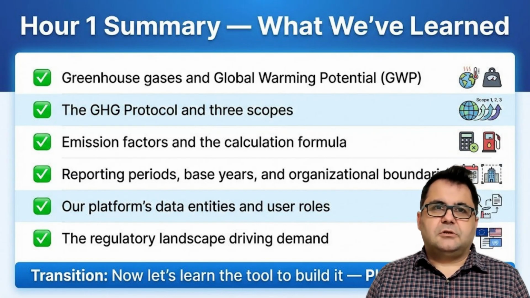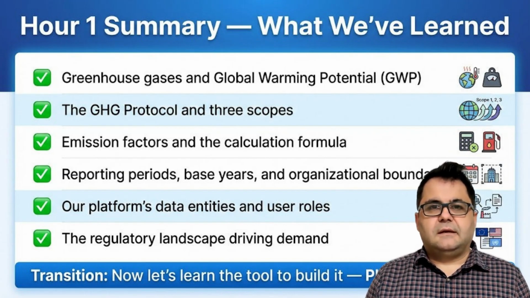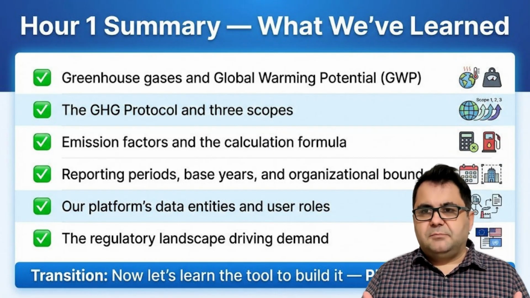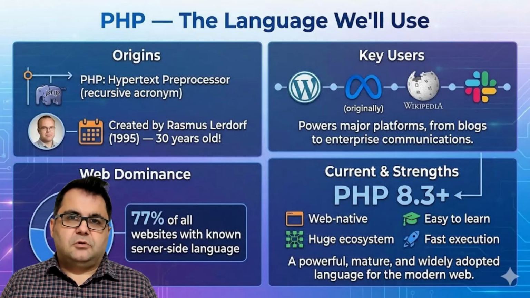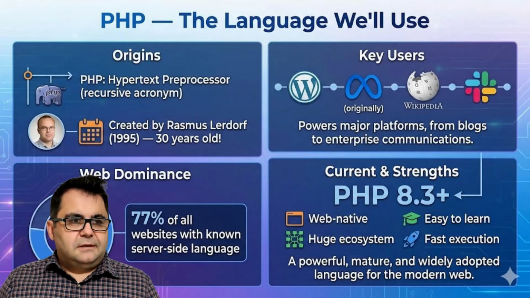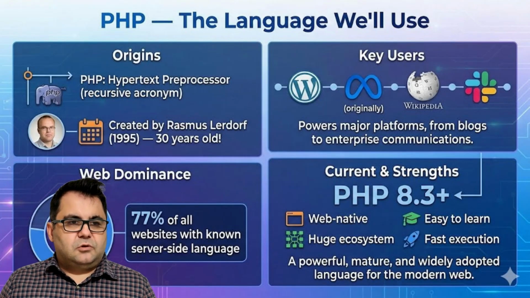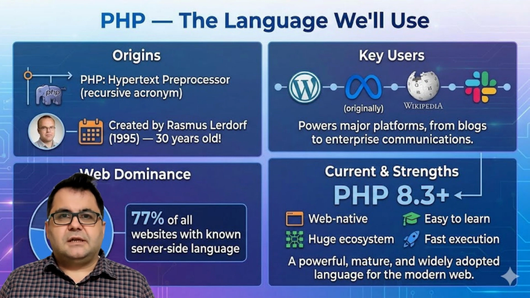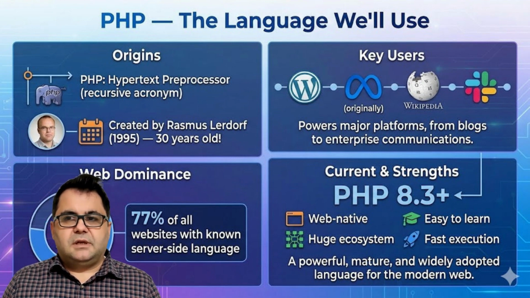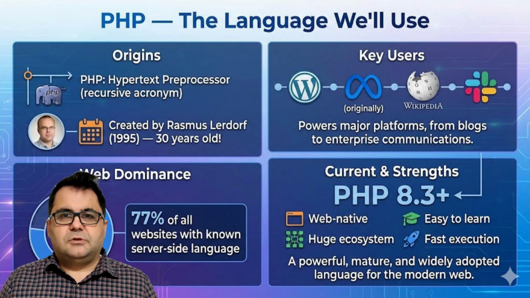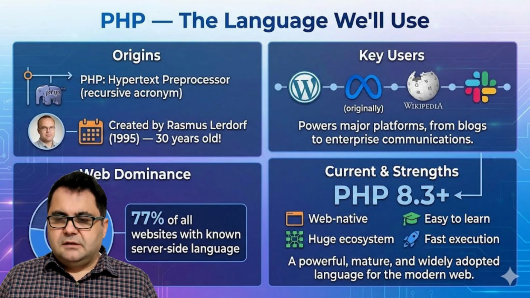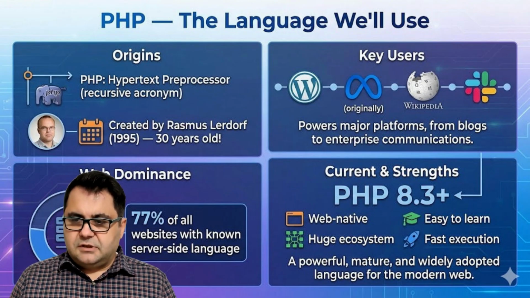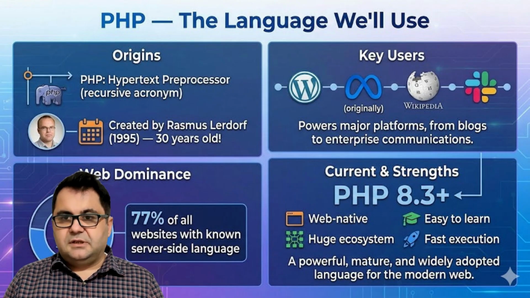Now let's shift gears and learn our first PHP. By the end of this hour, you'll be writing emission calculations in PHP code. PHP is one of the most widely used programming languages in the world. It powers roughly 77% of all websites where the server-side language is known. WordPress, which runs about 40% of all websites, is built in PHP. Facebook started in PHP. Wikipedia runs on PHP.